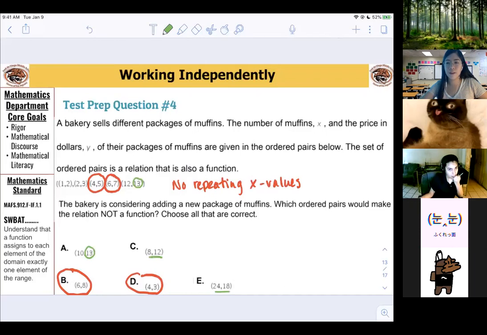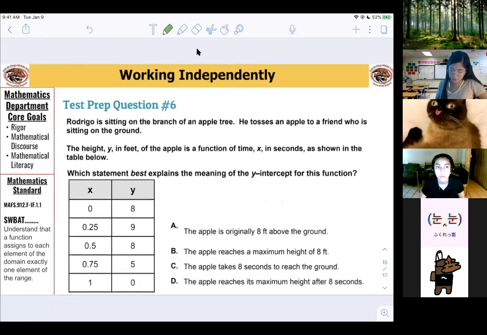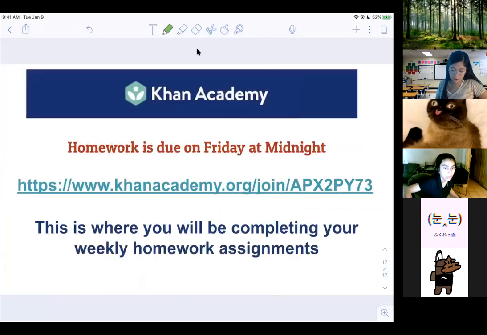Do I have any questions on this one? Any final questions? Because we're about to finish. Cool. All right. So I'll probably give you these questions as bell ringers throughout the week so that we can keep reviewing.